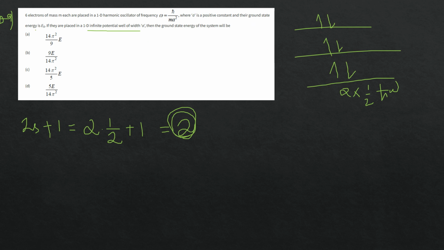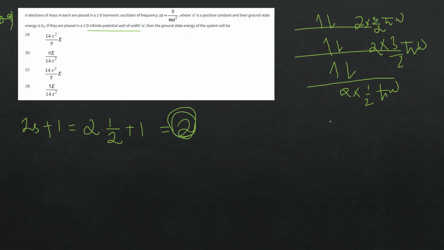The ground state energy: 6 electrons of mass m are placed, each of them in the levels. So 2 into half h cut omega, 2 into 3 by 2 h cut omega, 2 into 5 by 2 h cut omega.